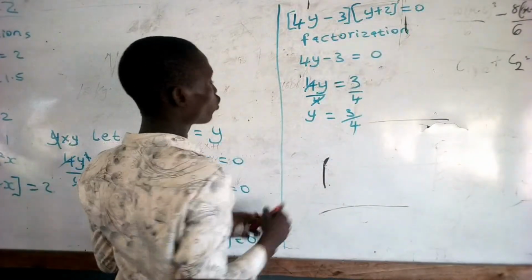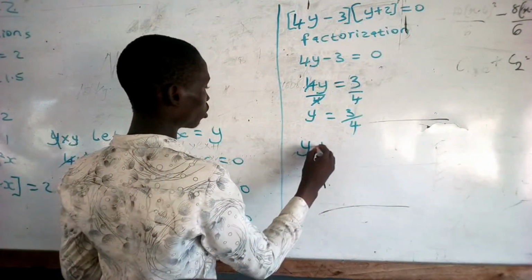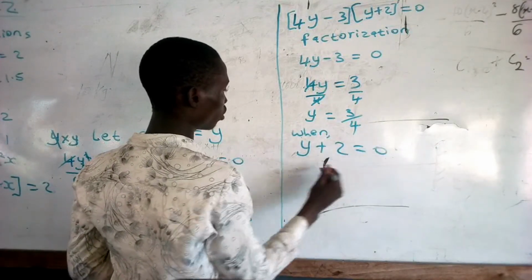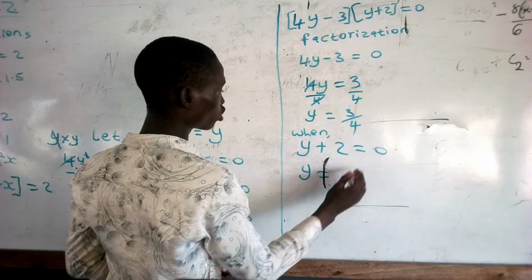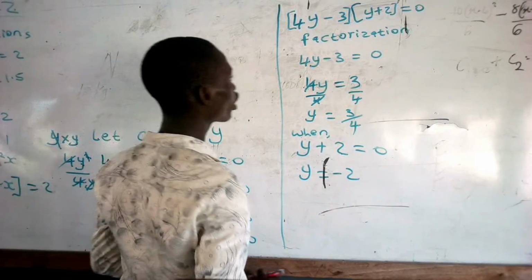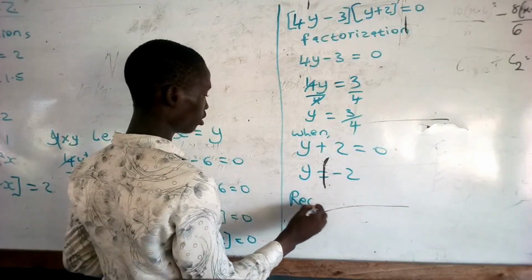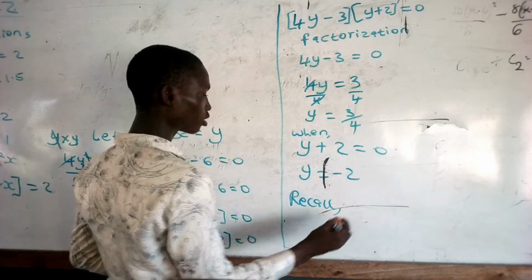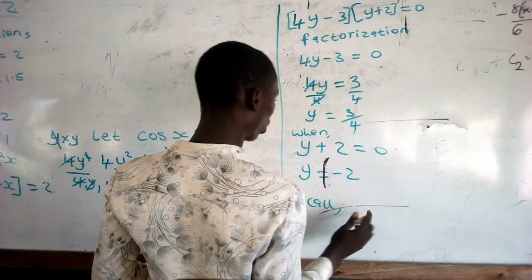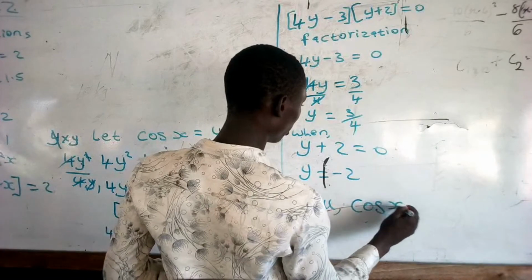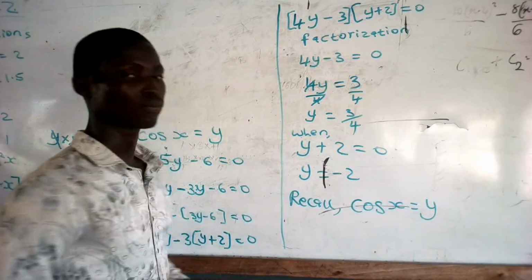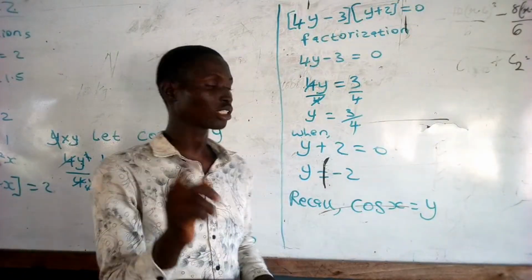Now y plus 2 equals to 0. When y plus 2 equals to 0, we say y is equals to, take this 2 to the other side, it becomes minus 2. Recall that we call cos s. Is this sin s? No, cos s rather. We call cos s equals to y. We say y is equals to what? Cos s. I want us to know that we'll put that to be cos s.